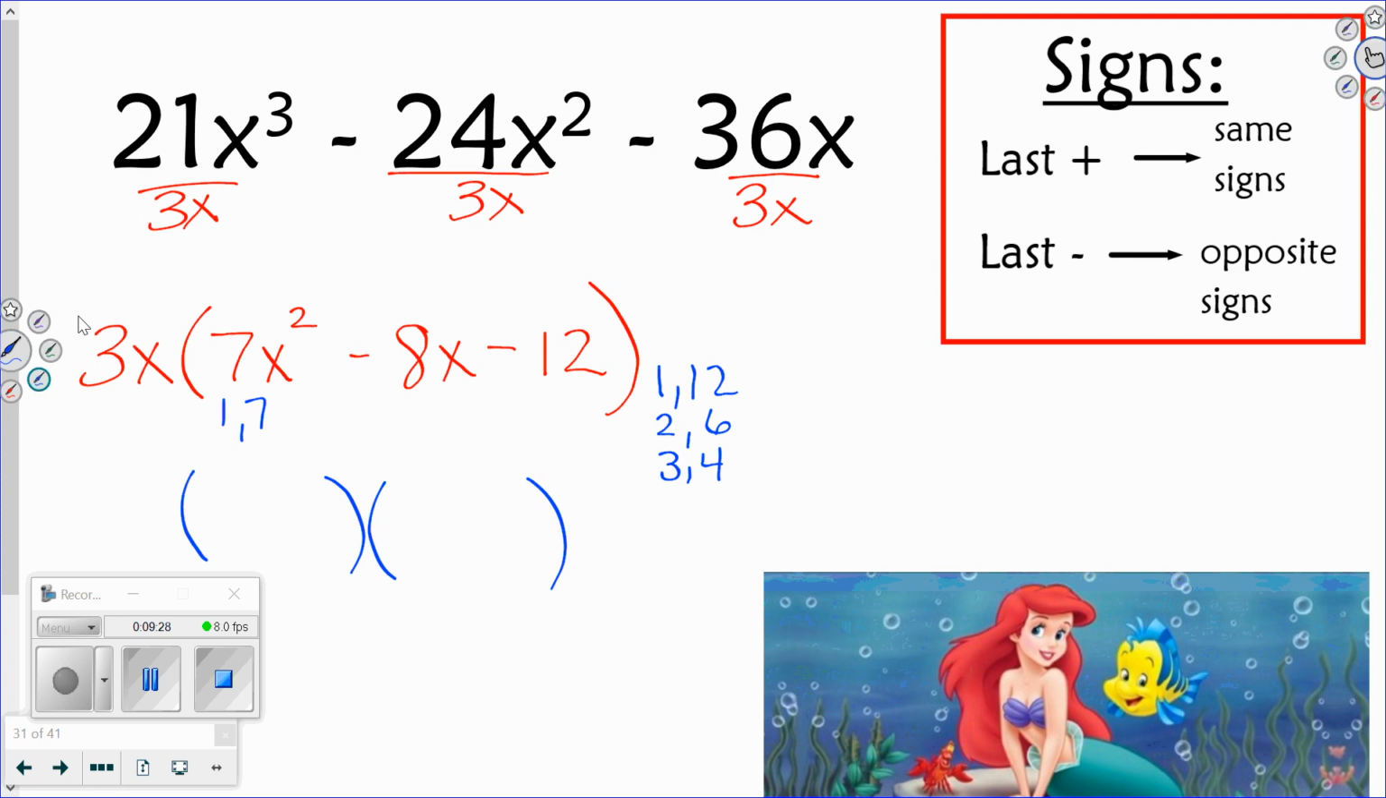All right, let's talk signs. Last one is negative. How do you multiply to get a negative? Plus and minus, good. All right, so A is just 1 and 7, so 1x, 7x. 1 and 12, 2 and 6, 3 and 4. 2 and 6.